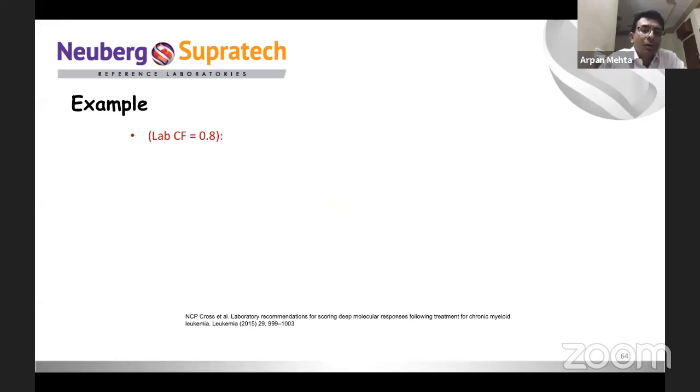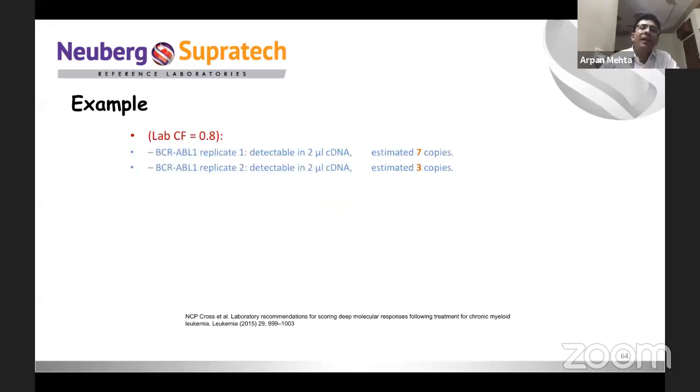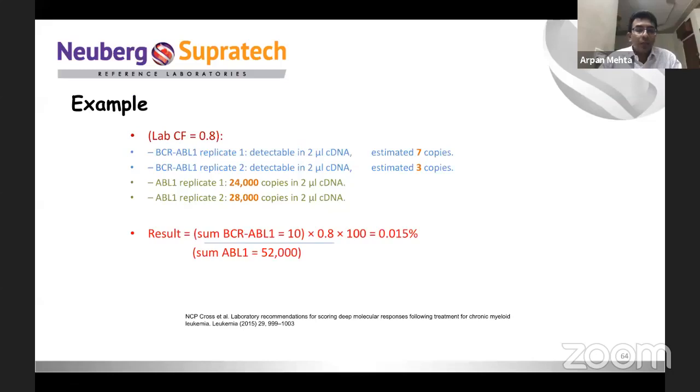Suppose the lab's conversion factor is 0.8 and we get 2 replicates of BCR-ABL1 as 7 copies and 3 copies, and ABL1 as 24,000 and 28,000 copies. So this is how we will calculate. We'll take the sum of BCR-ABL1, that is 10, and ABL1, that is 52,000, and then we multiply with the conversion factor 100 to get a value of 0.015%.